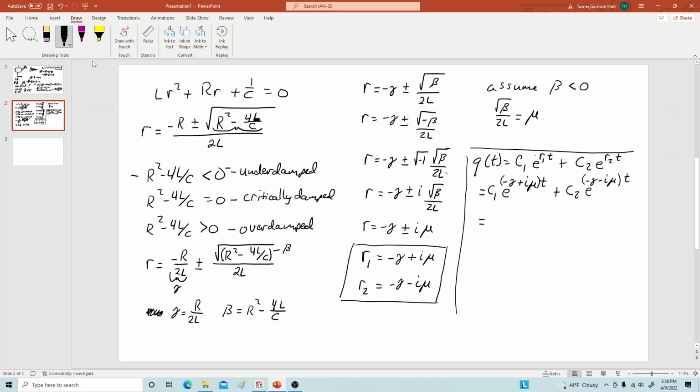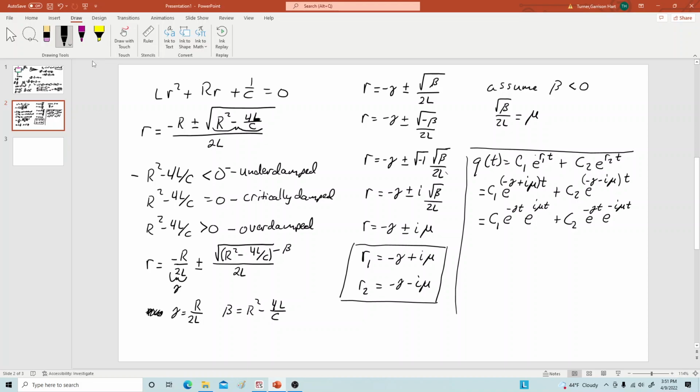So, this can also be written as C1 e to the negative gamma t times e to the I mu t plus C2 e to the negative gamma t e to the minus I mu t. Okay?